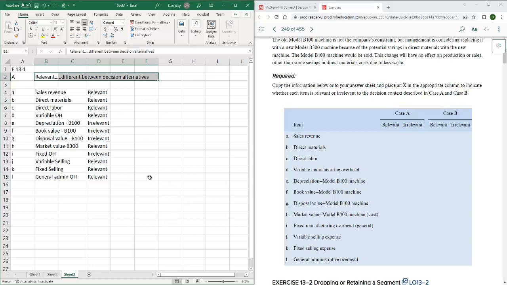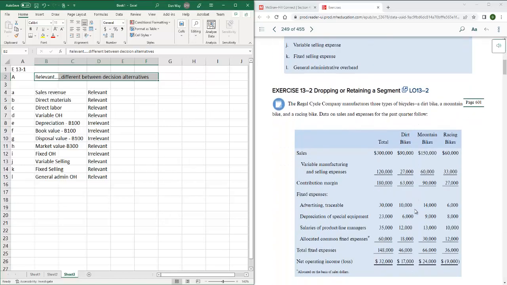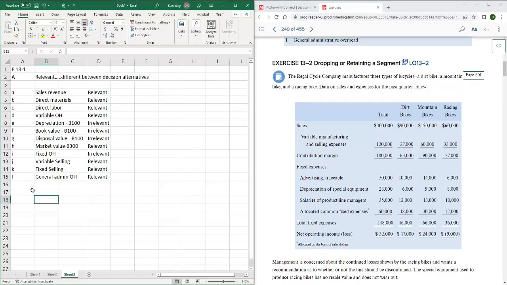Do feel free to work on case B on your own. And again, the solutions for all these are posted on our Canvas site, so you can check your work after you work through that. Okay, I'm going to move on to exercise 13.2, and then we're going to bounce ahead a little bit.